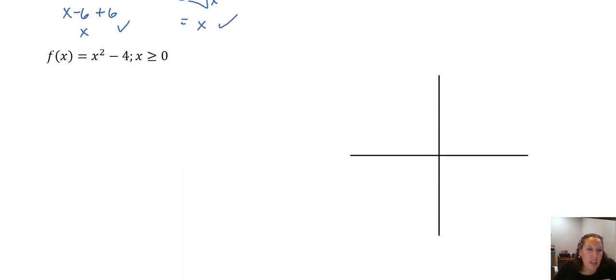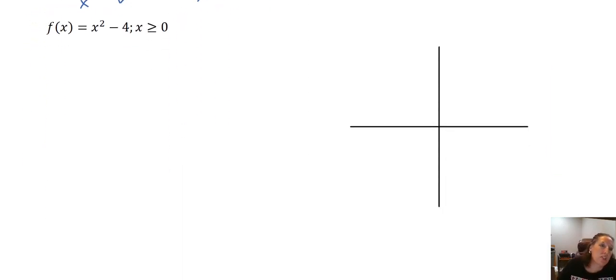Alright, let's do the same thing for the function f of x equals x squared minus 4. Here we have this x greater than 0 here on the end. What that is doing is just ensuring that we are looking at a one-to-one function. Because a parabola is not going to pass a horizontal line test. It's not going to be one-to-one unless we restrict that domain.